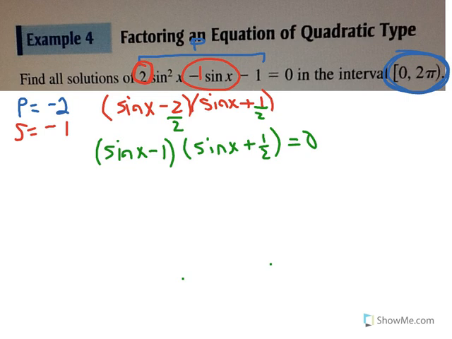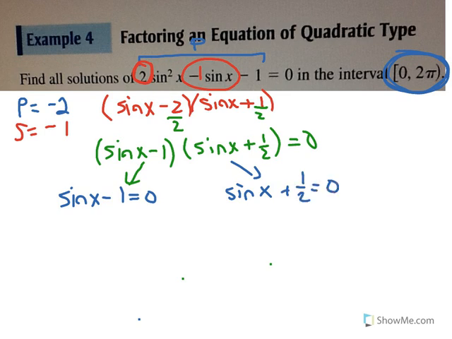So now that I have it factored, now I set each factor equal to 0. So I have sine x minus 1 equals 0. And I have sine x plus 1/2 equals 0. Now to solve, add 1 to both sides, and I get sine x equals 1.